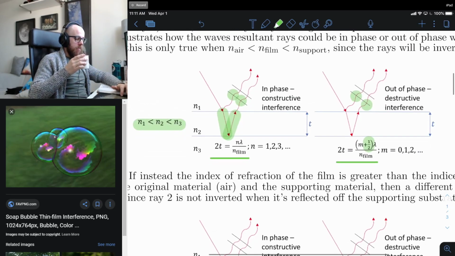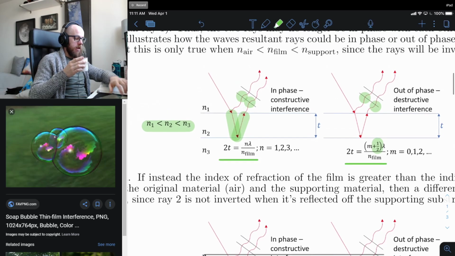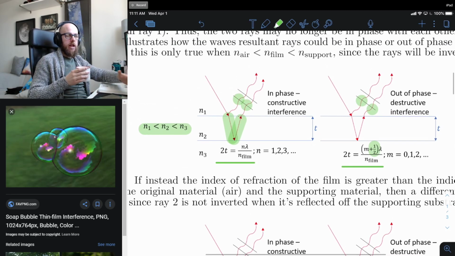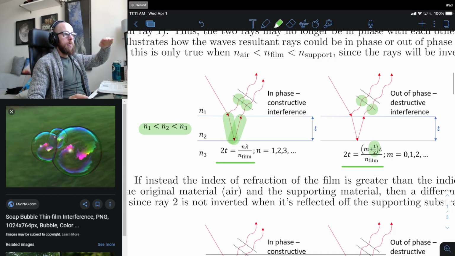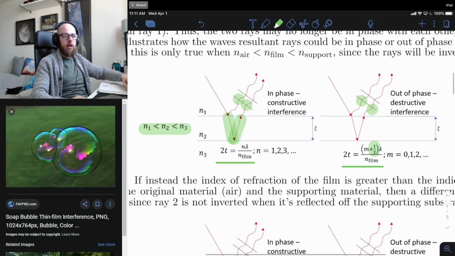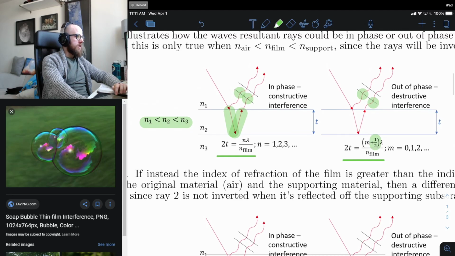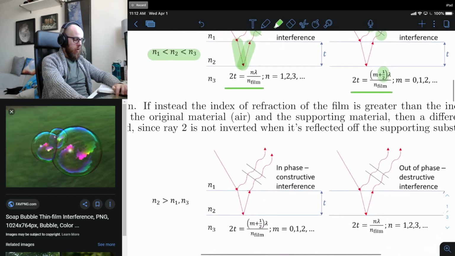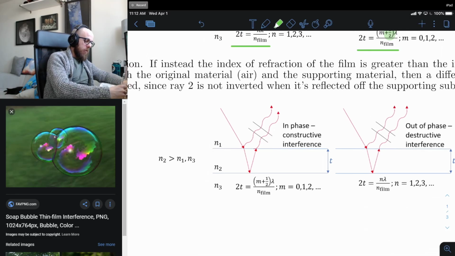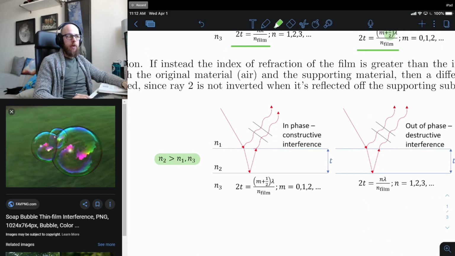Perfect. Okay. So in the figures that we discussed here, we have N1 is less than N2 is less than N3, meaning as we step through the materials, the indices of refraction get progressively larger. But looking at this soap bubble right here, we would go from air to whatever material the soap is, back to air. And so we don't actually have this N1 less than N2 less than N3 scenario happening. What we have instead is the material in the middle, N2, is actually bigger than N1 and N3. All right? Now what's going to happen?